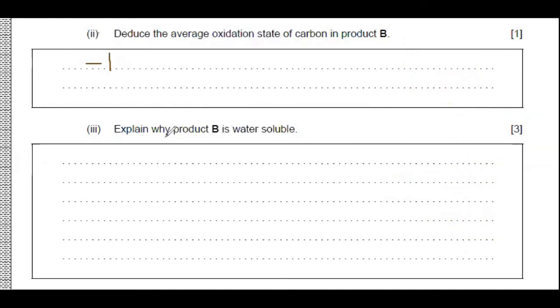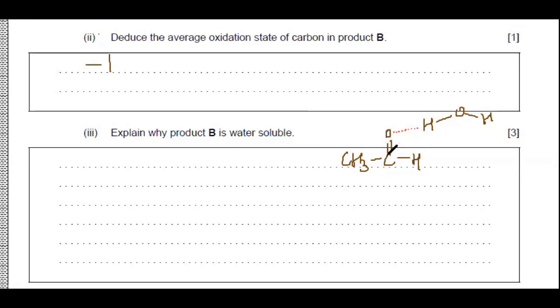Moving to the next question, explain why product B is water soluble. Product B is CH3CHO, and water is this. So what happens is this oxygen can form hydrogen bonds with the hydrogens on water molecules. Now, this is a 3 marks question, meaning we have to have 3 points to it. Simply writing hydrogen bond will not be sufficient. That will give us only 1 mark. So we have to account for 3 points. So let's see what the 3 points are.